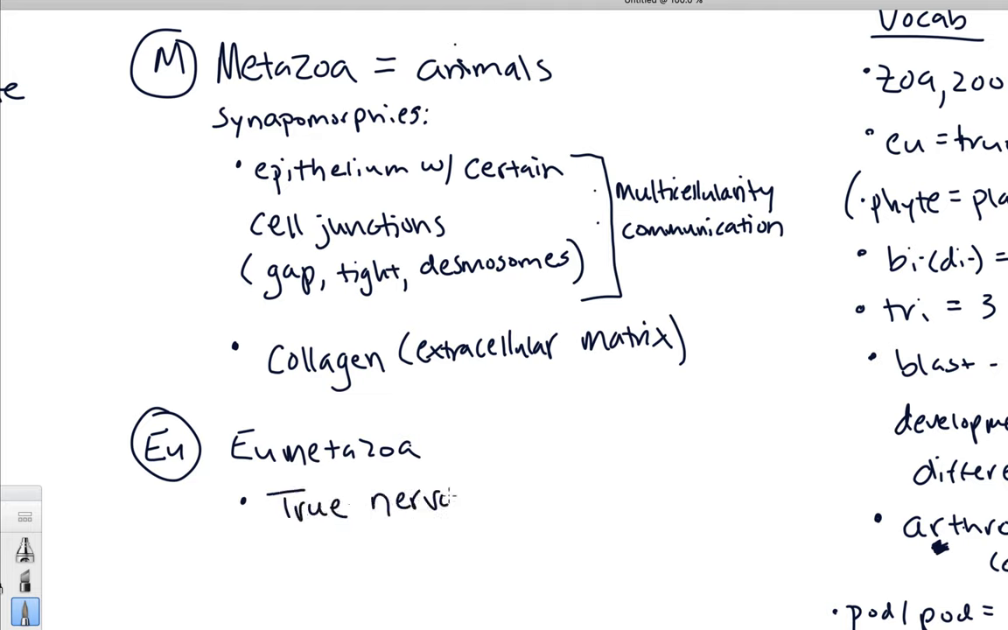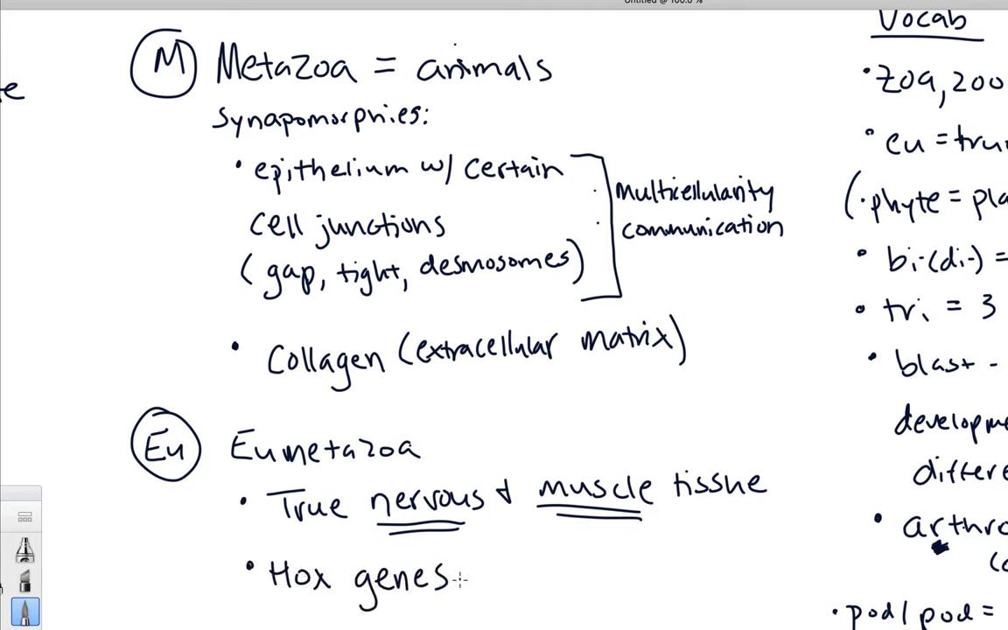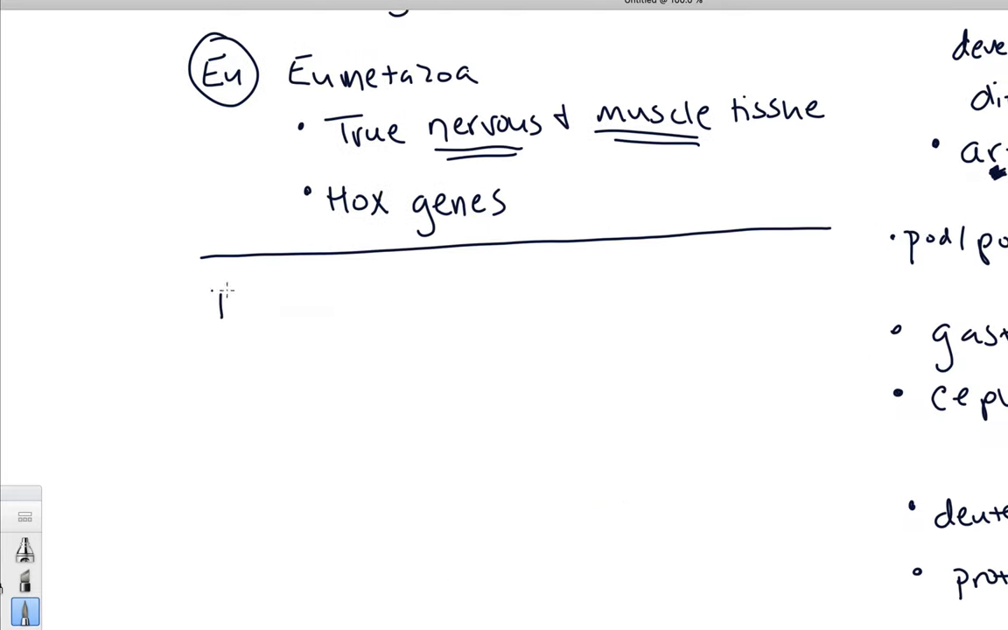True nervous and muscle tissue. These are only in animals. Really important. Eumetazoa also has Hox genes, which we don't see in all the other groups. Okay, so if we go with Porifera, the sponges, definitely no true tissue. They do have specialized cells, though, that do work together. No true tissue, so it's definitely not in Eumetazoa.